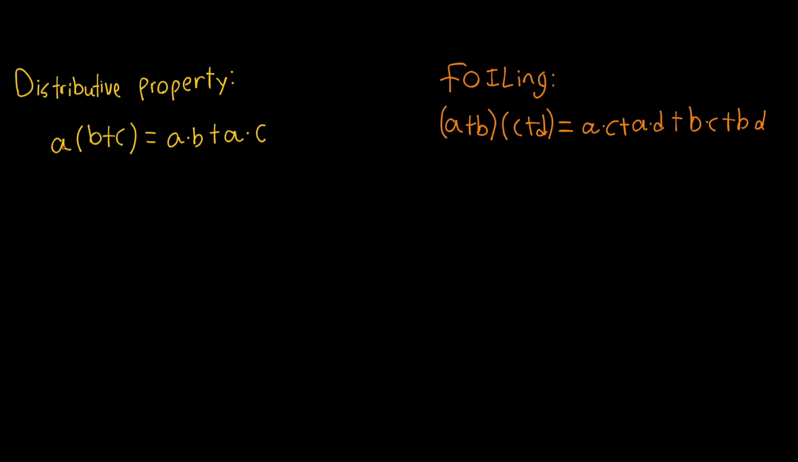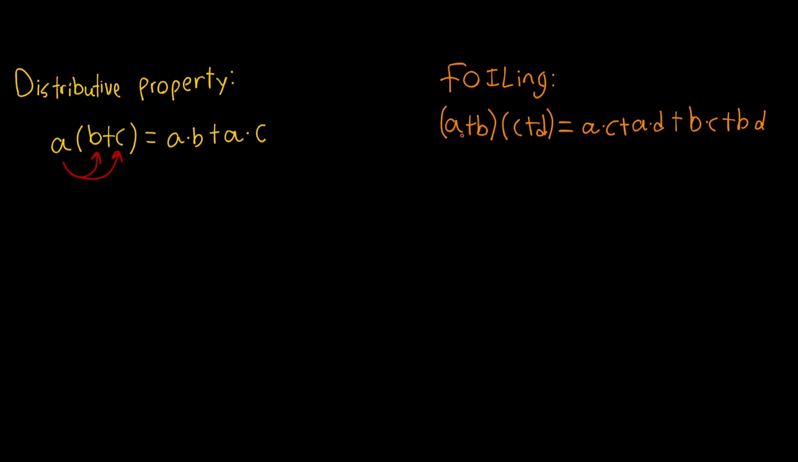So it tells us that if we have some variable a that's going to be multiplying on the inside, b plus c, it's going to distribute like that, and it's going to give us a times b plus a times c. And remember, this works whether we're adding or subtracting them. That doesn't make a difference there.